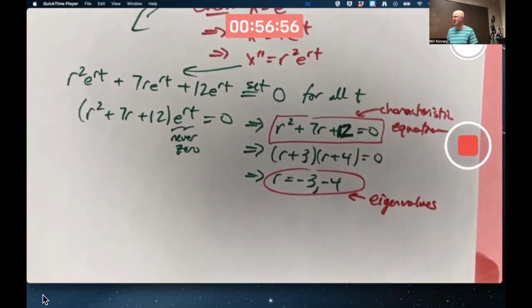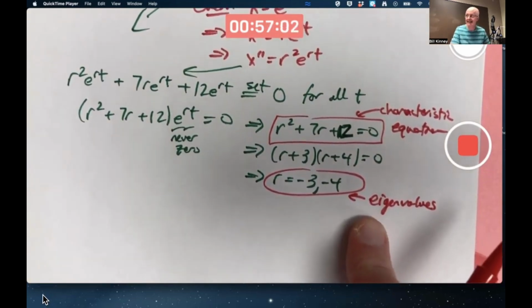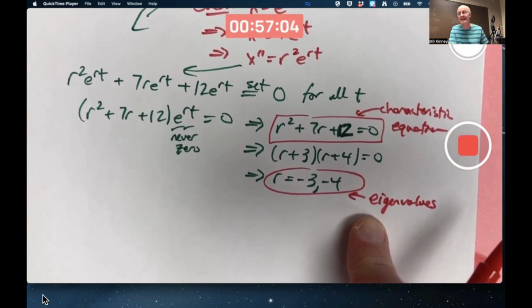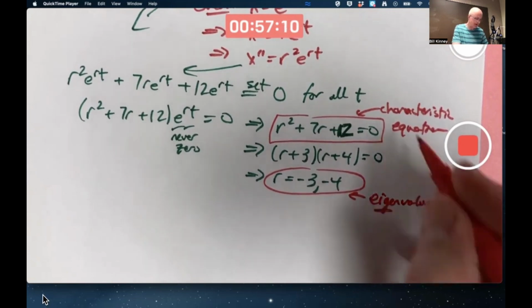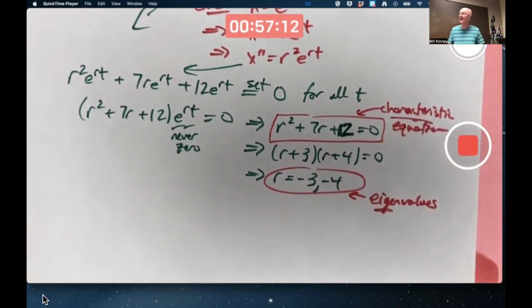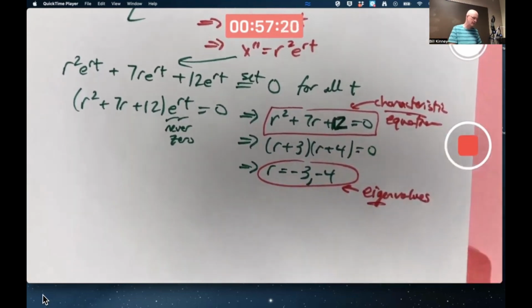Eigen is a German word. Don't say "eigen", say "eye-gen". EI in German sounds like an I. IE sounds like an E. EI sounds like an I. Eigenvalues. Eigen basically means characteristic. So we could call them the characteristic values, but it's more fun to say eigenvalues. I mean, you could call that an eigenequation too, but for some reason, traditionally, we don't call it an eigenequation.